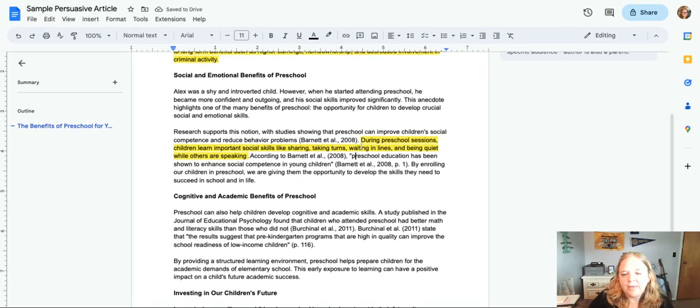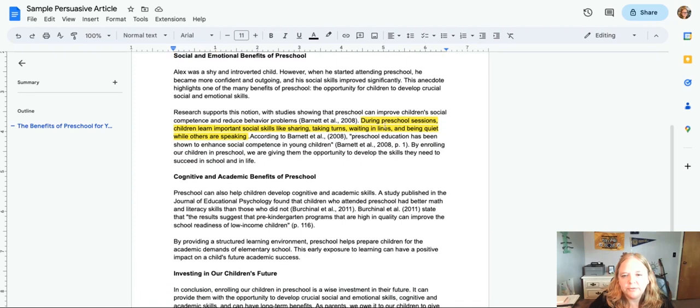So you can see that now I've added a line in between the cited material to talk a little bit more about how preschool can improve social competence and reduce behavior problems. I just indicated a line here that doesn't require citing because it's pretty much common knowledge about what happens when little kids are in school, right? We're talking about behavior problems, we're talking about social competence. So some examples of that include kids learning in preschool about sharing and taking turns and waiting in lines and being quiet while other people are speaking. So that just goes back to the point and demonstrates how this evidence supports my argument.